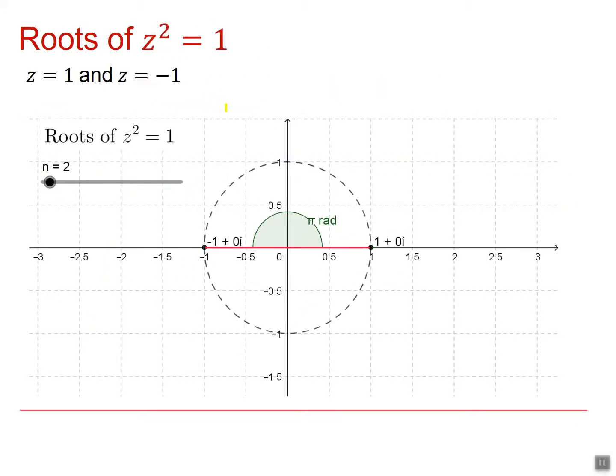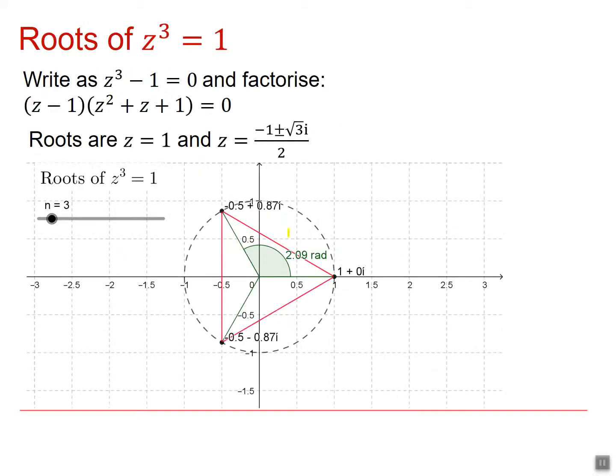Let's have a look at one of the simplest polynomial equations, z squared equals 1. It has two roots, z equals 1 and z equals minus 1. If I show those on an Argand diagram, they'll appear here and here. For z cubed, again showing them on an Argand diagram, I get them here, here and here. And their values are 1 and minus 1 plus or minus root 3i all over 2.